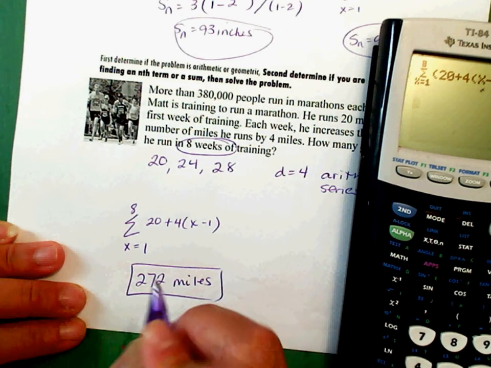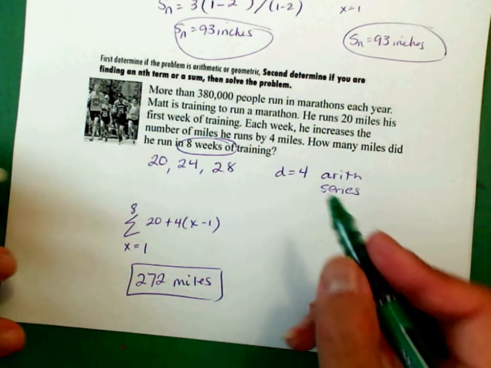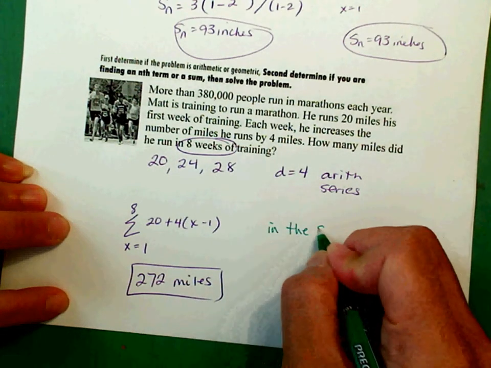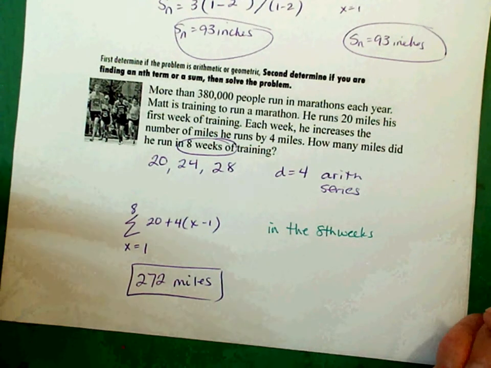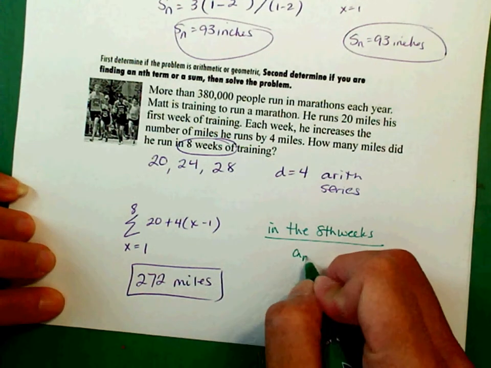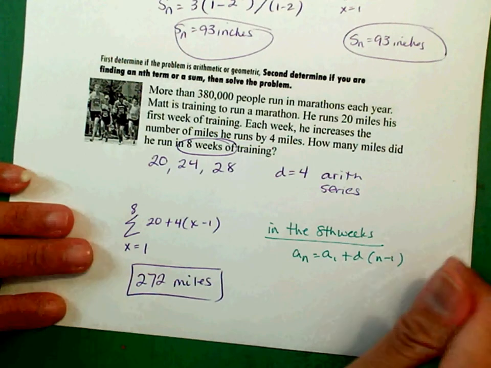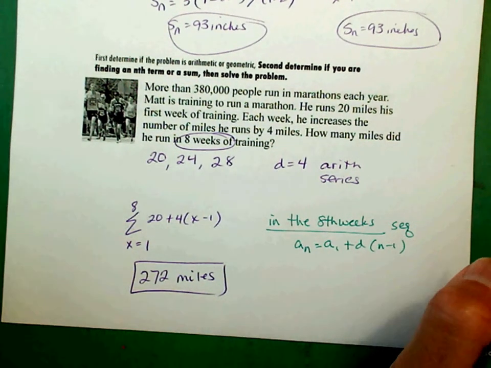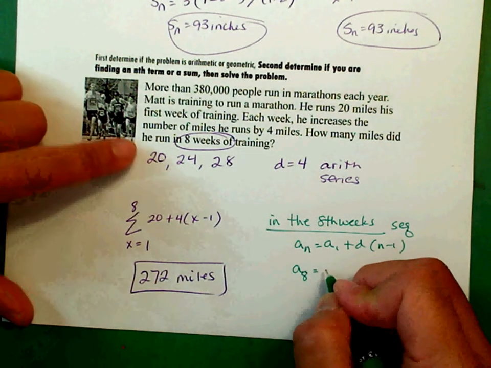All right, I'm going to take one step and go a little further. What if he had said in the 8th week, how many miles was he running in the 8th week? Well, then if that's the case, you would use this formula instead. Your sequence right here. If you were looking exactly on week 8, how many does he run? So a sub 8 equals the first term, 20 plus 4, 8 minus 1.